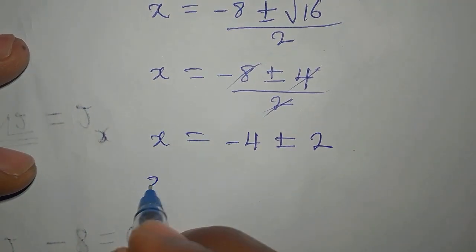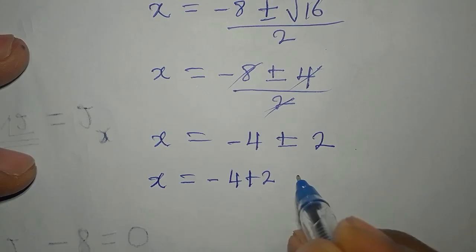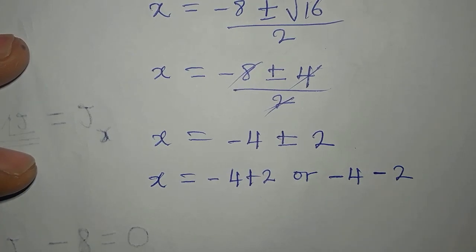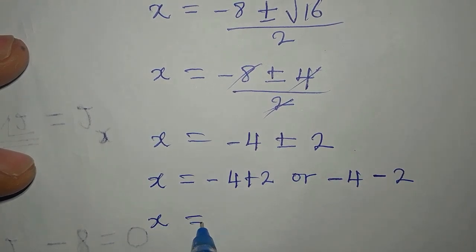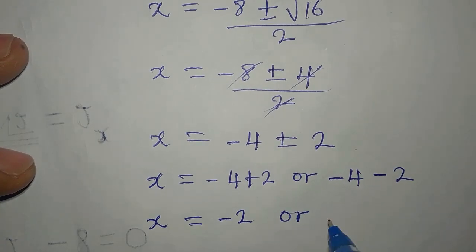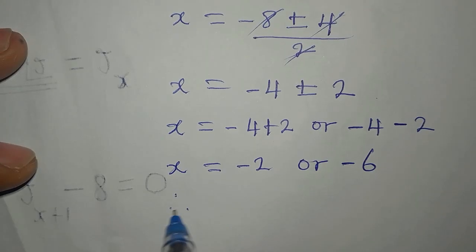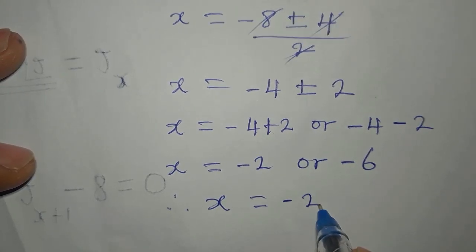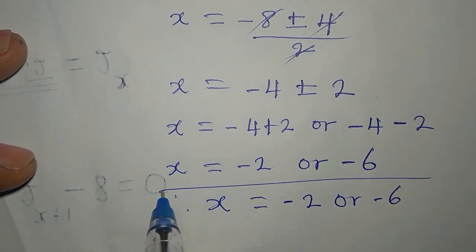So this means that our x is equal to minus 4 plus 2 or minus 4 minus 2, right? So our x is equal to, from here we are going to have minus 2, or on this side we have minus 6. So we are saying that x is equal to minus 2 or minus 6. So we have two solutions from here.